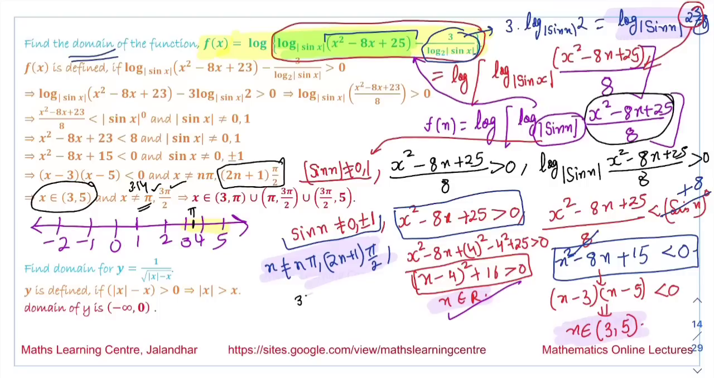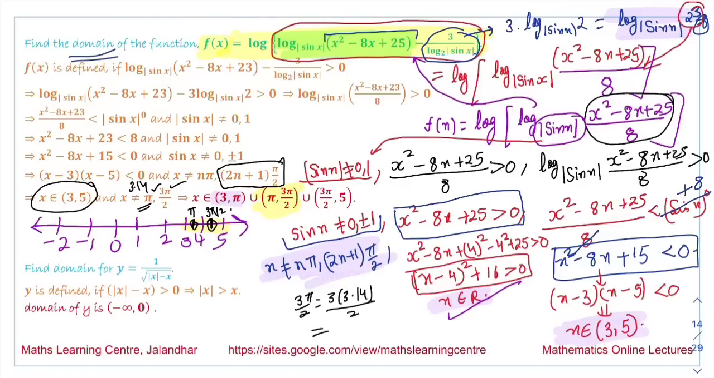And when we are talking about 3 pi by 2, this is equal to 3 into 3.14 divided by 2. So this point is something 4 point something over here. So this point is 3 pi by 2, and we are saying these points are to be excluded. So the intervals we have are 3 to pi, then pi to 3 pi by 2.